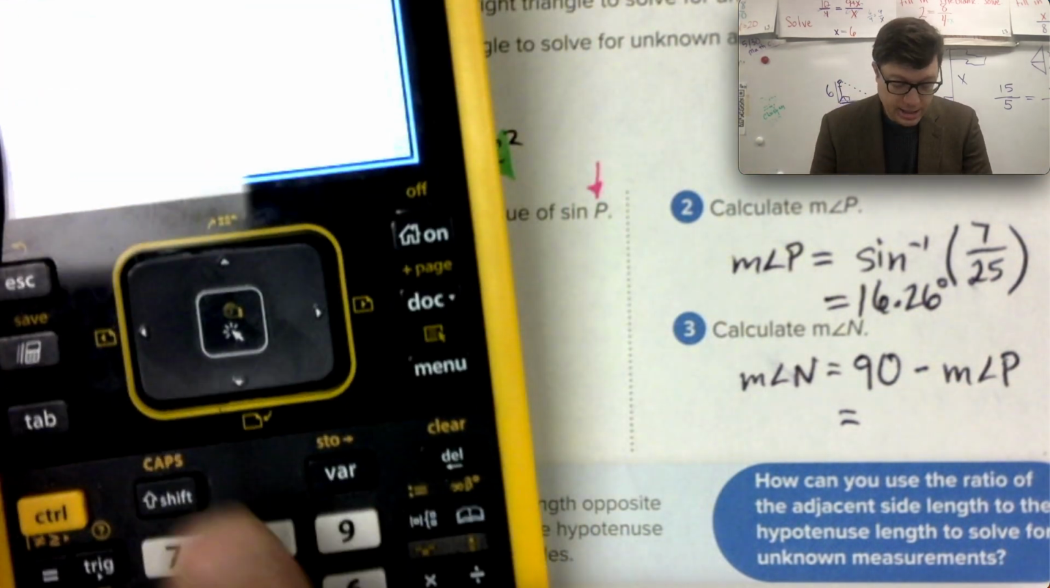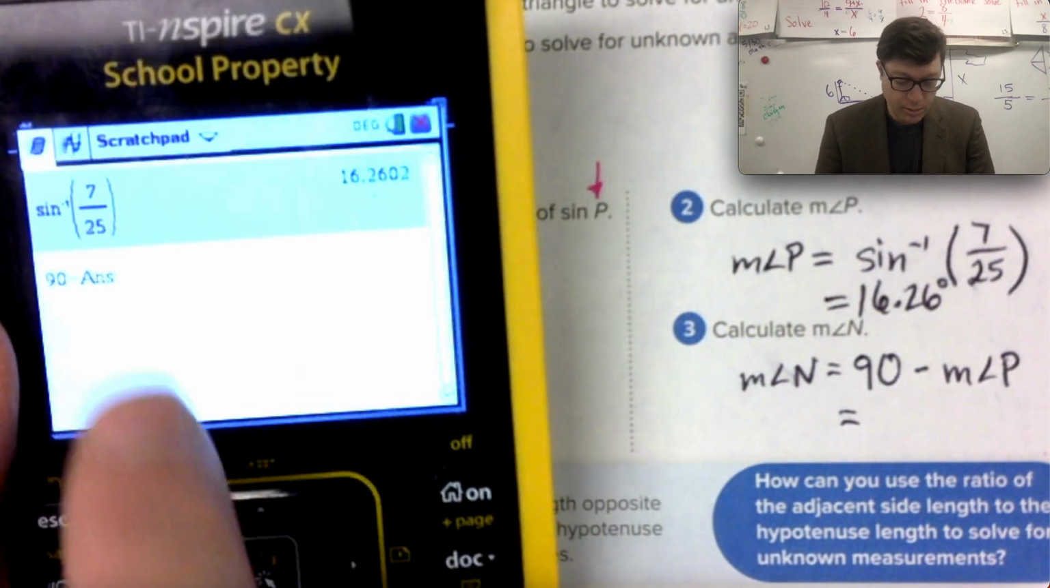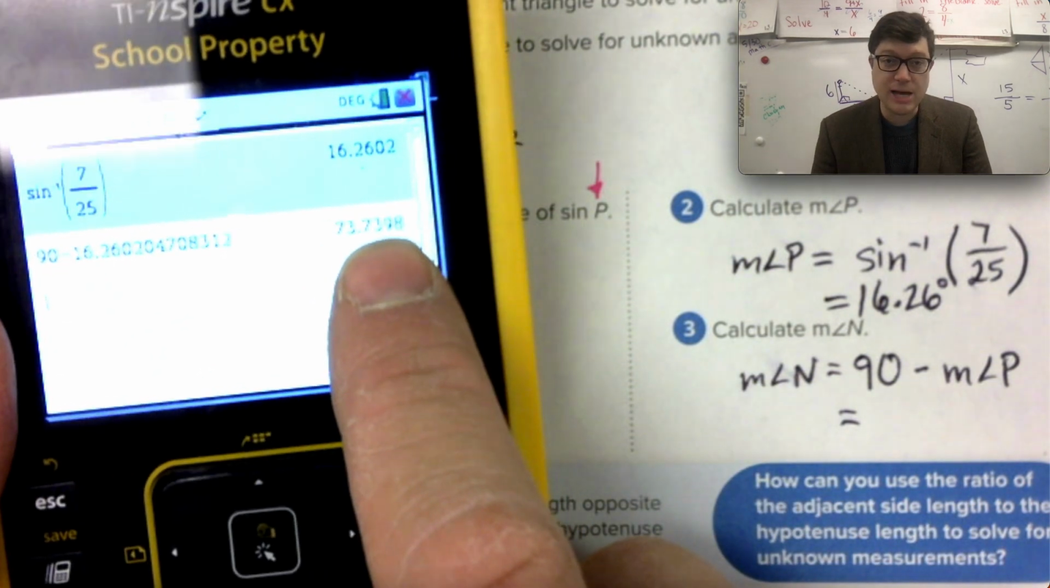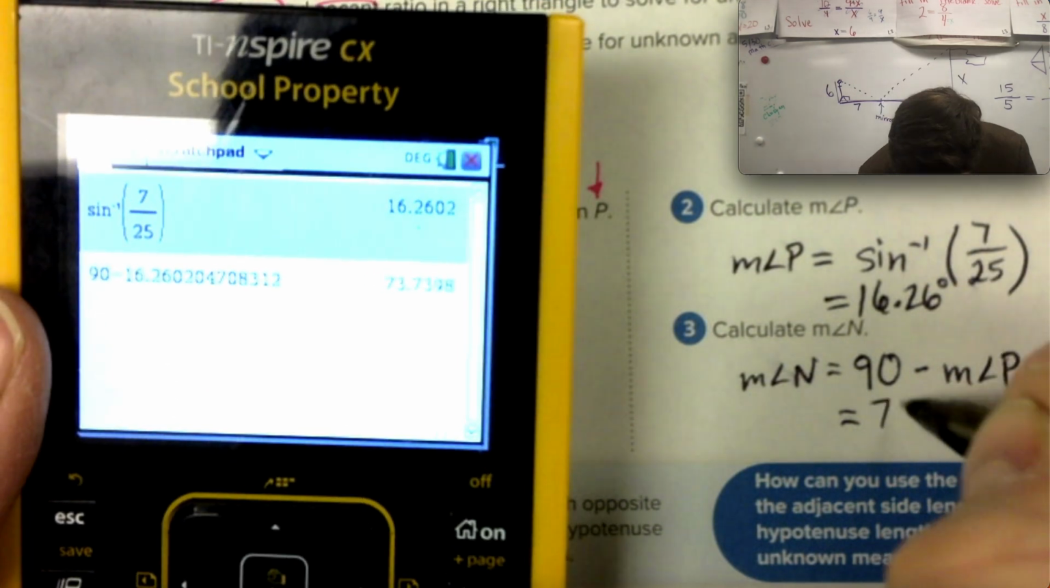So a shortcut is to go control answer, and it will bring up the math to subtract it. Doing that, I figure out angle N is a 73.74 degree angle.